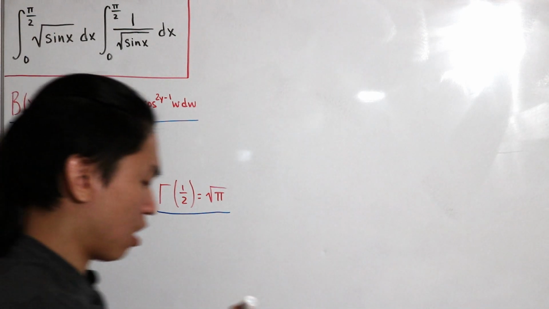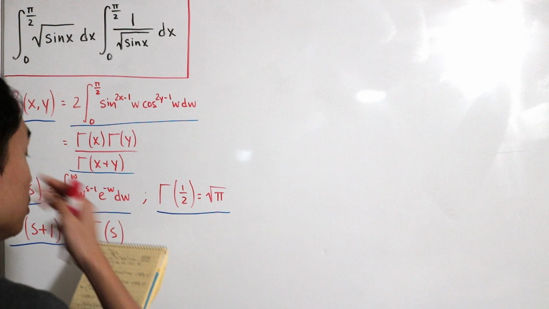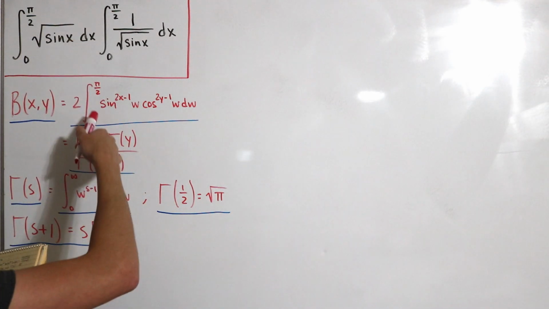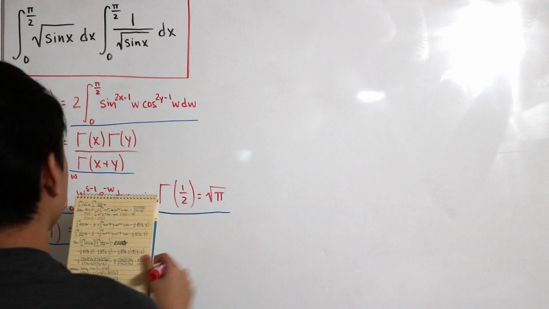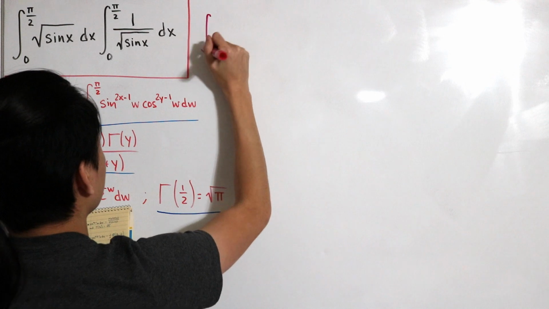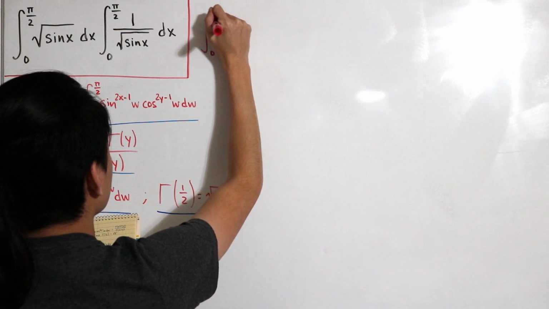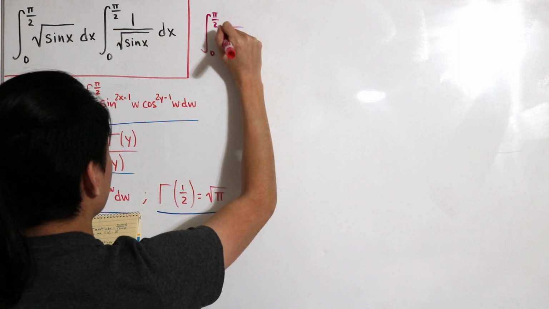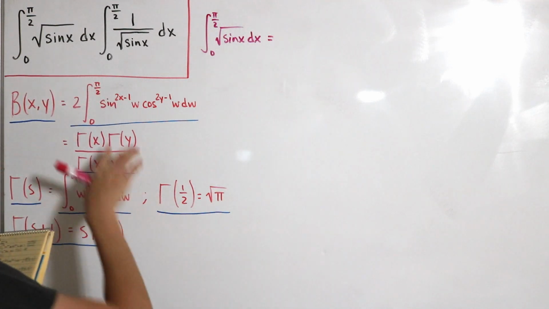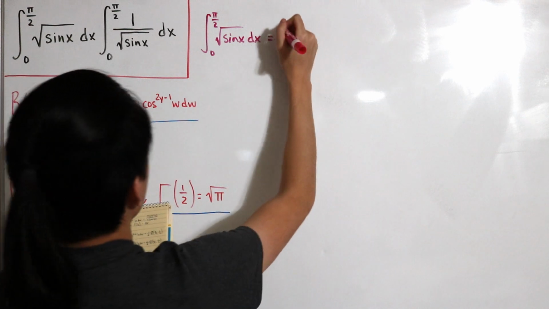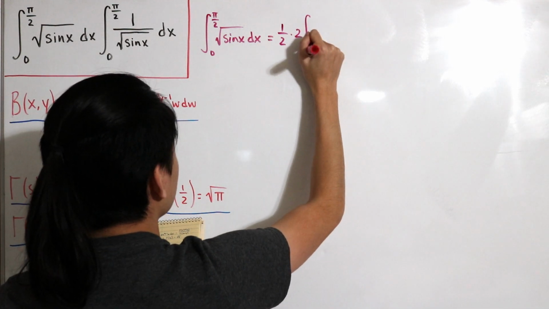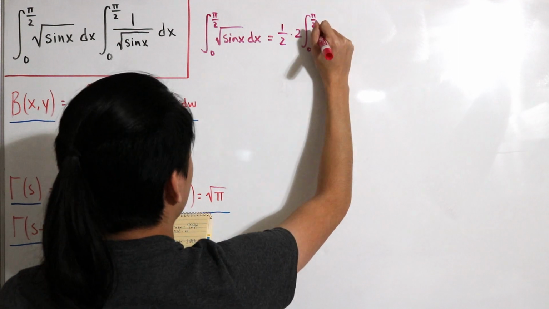So now let's write each of our integrands in terms of the representation over here. Let's first start off with the left integral. So we have the integral from 0 to pi over 2 of the square root of sine of x, dx. Now we write this using this property, or definition, and we can write this as 1/2 multiplied by 2 of our integral from 0 to pi over 2 of sine.